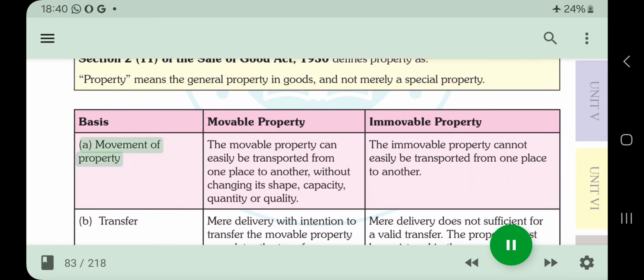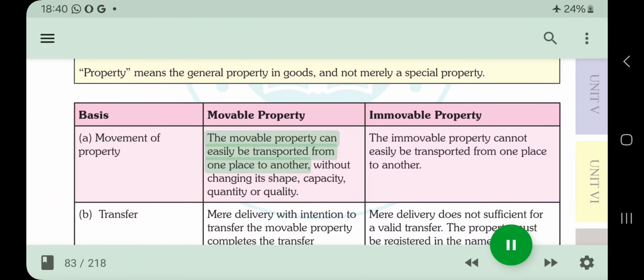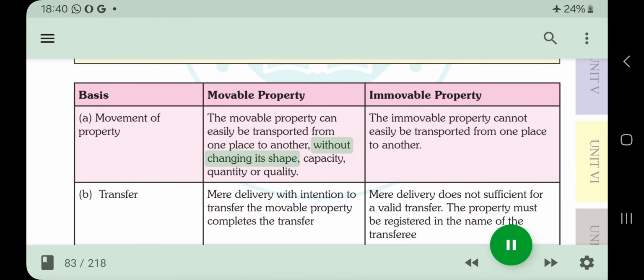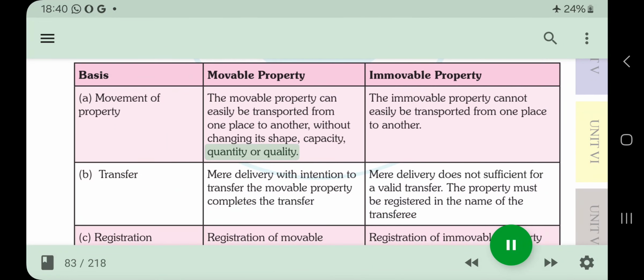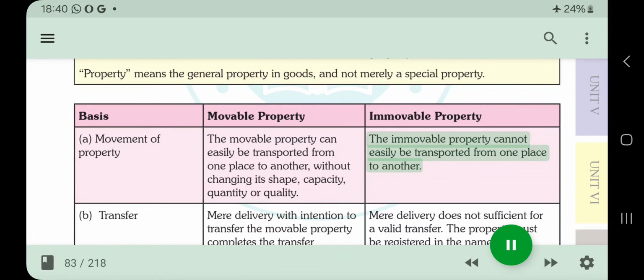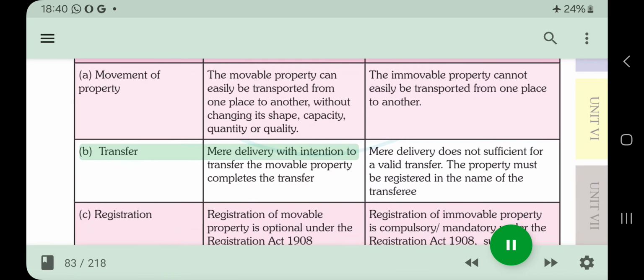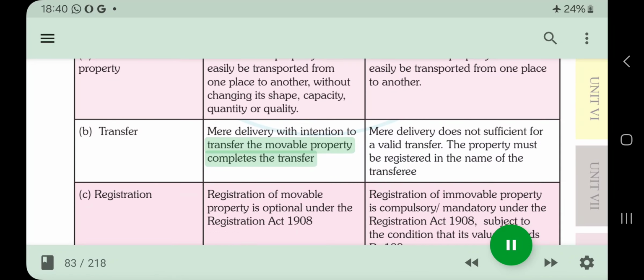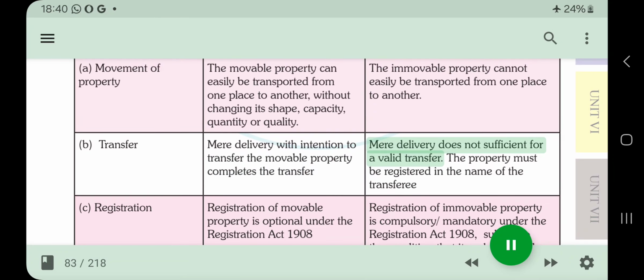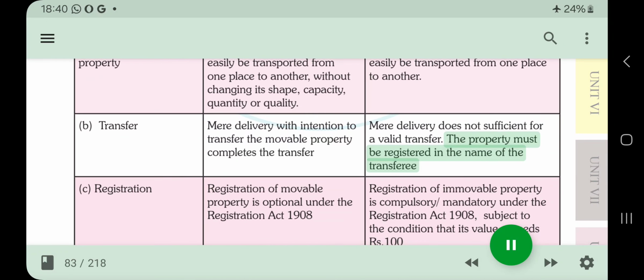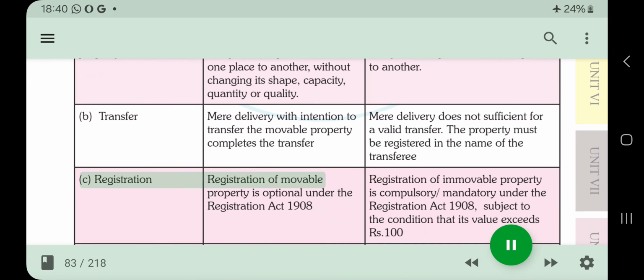A. Movement of property. The movable property can easily be transported from one place to another, without changing its shape, capacity, quantity, or quality. The immovable property cannot easily be transported from one place to another. B. Transfer. Mere delivery with intention to transfer the movable property completes the transfer. Mere delivery is not sufficient for a valid transfer of immovable property. The property must be registered in the name of the transferee.